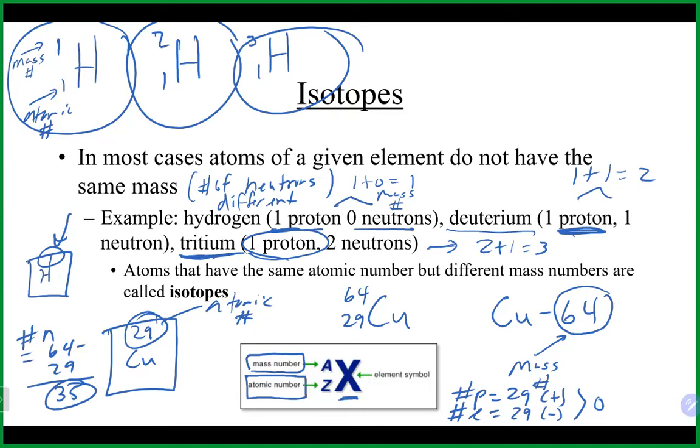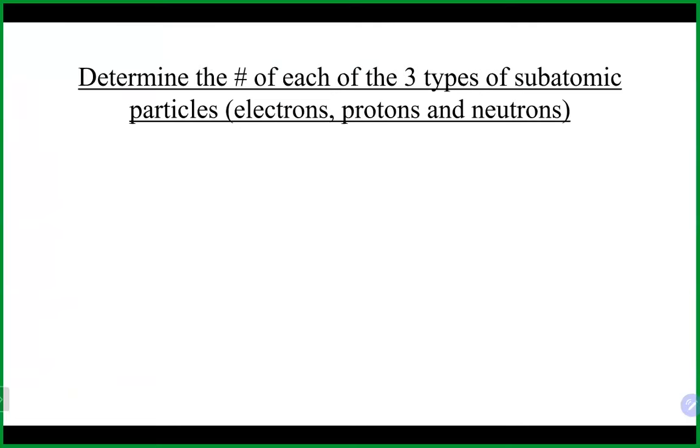If you want, I can try some here. So for each of these, determine the number of protons, electrons, and neutrons there are. One here is cobalt. Again, the top number is our mass number. Bottom number is atomic number. And again, for our Co, which is cobalt, the atomic number will tell us the number of protons, and in this case would be 27, basically positively charged protons.